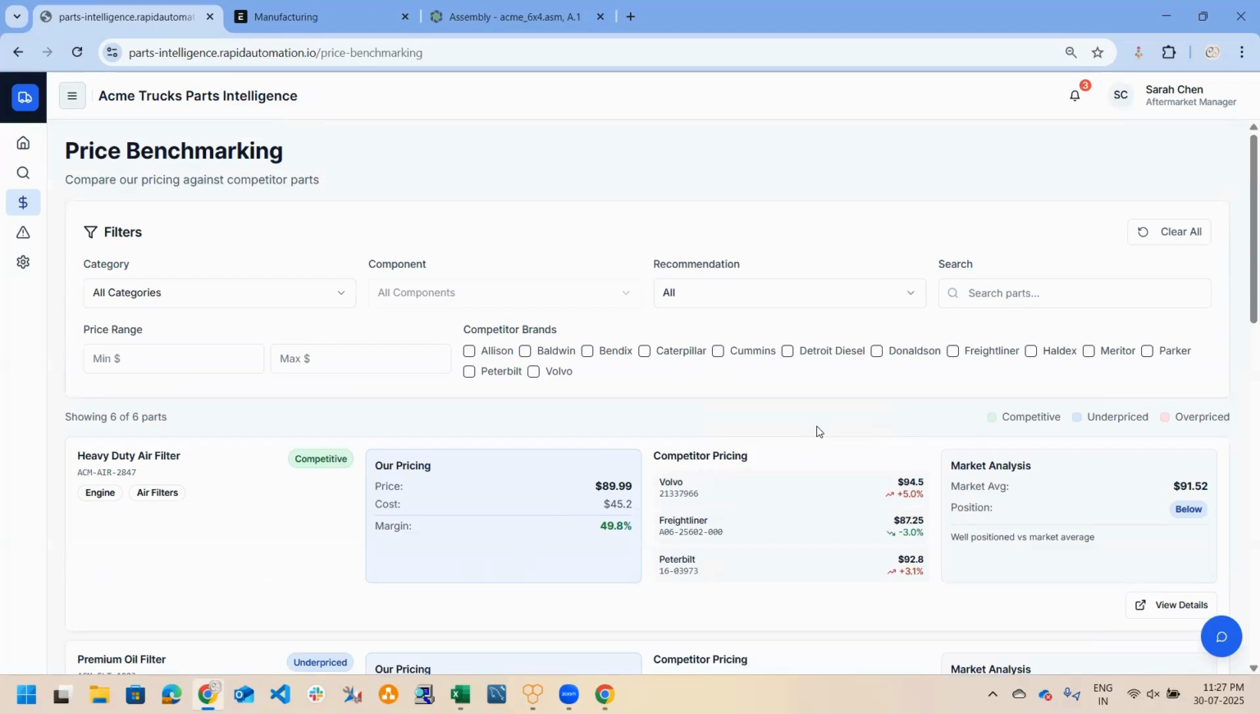In the case of this heavy-duty air filter, I see that we are already fairly competitive against the market average, but there are still competitors, or at least one competitor with a lower price. So we're not the lowest in the market. And I can share this data with our entire team, and we can start to make decisions on whether we need to increase or decrease our standard price.